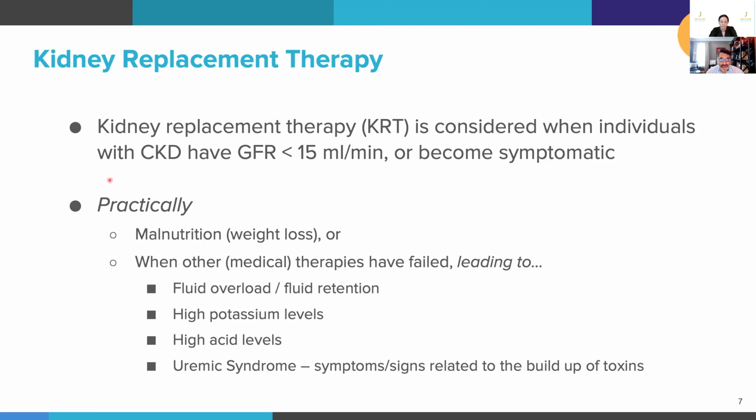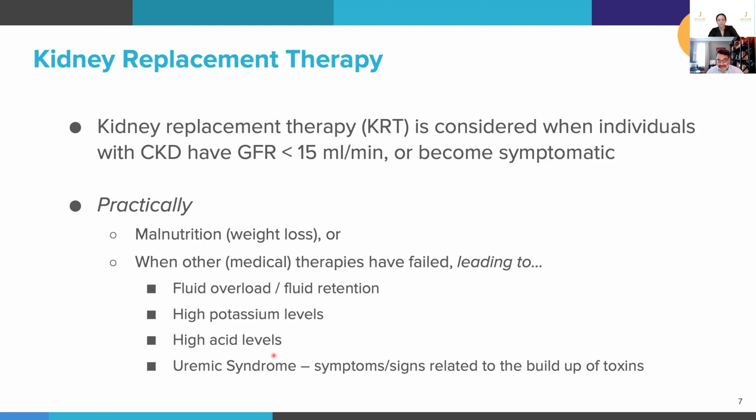And practically, that has worked out to being when patients first start to demonstrate weight loss or malnutrition because of the buildup of the kidney toxins. And when other medical therapies have failed and have led to development of fluid overload or fluid retention, high potassium levels, high acid levels, and uremic syndrome.